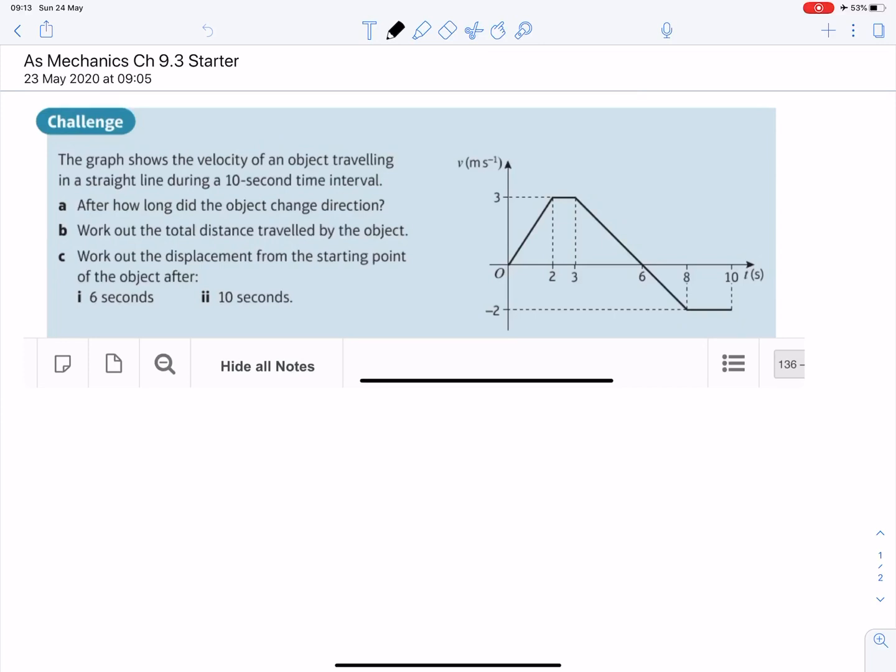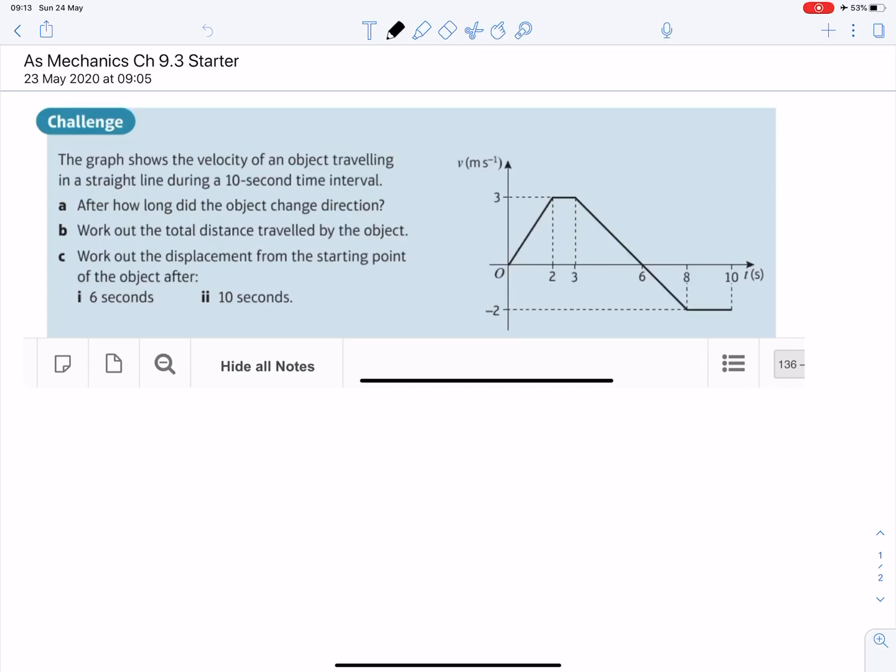So here we go. The graph shows the velocity of an object travelling in a straight line during a 10-second time interval. How long did the object take? After how long did the object change direction? Work out the total distance travelled by the object. Work out the displacement from the starting point of the object after 6 seconds and 10 seconds.